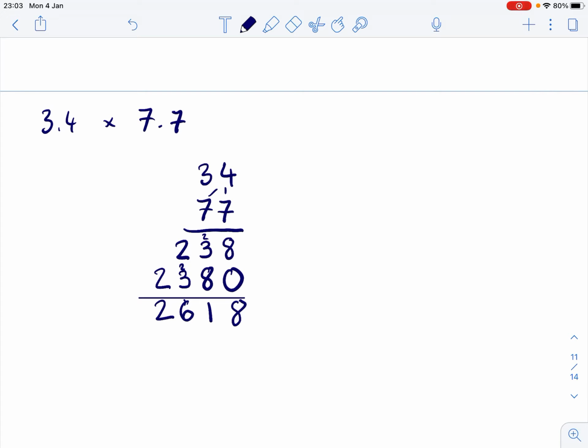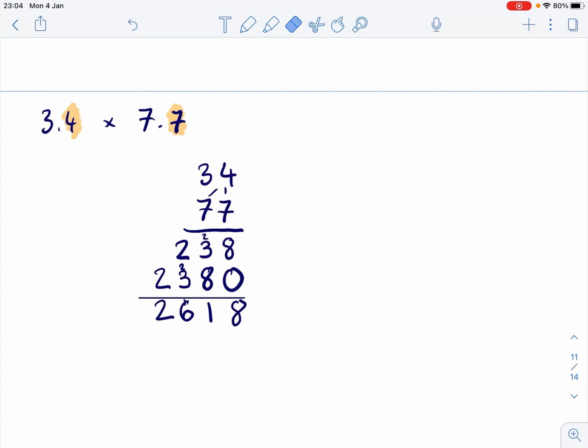2,618. But wait, we need to count how many decimals we've got in our question. We've got 1, 2. Okay, I know there are further decimals after there. We could have an infinite amount of zeros, but we just used 7 and 7. We didn't times it by 770, for example, so we're only just going to count these decimals that I've highlighted.